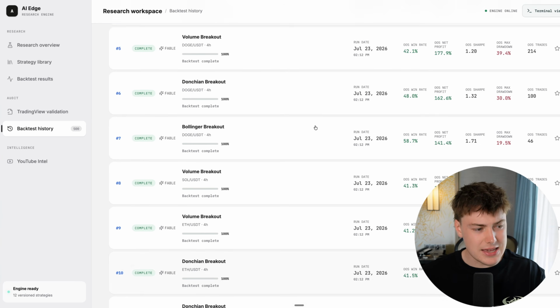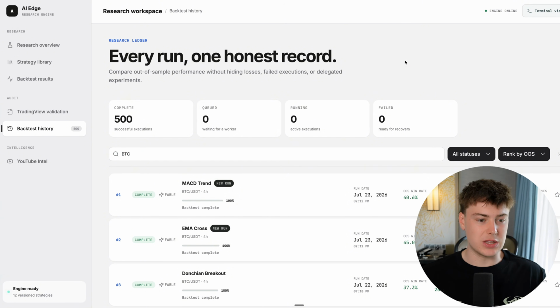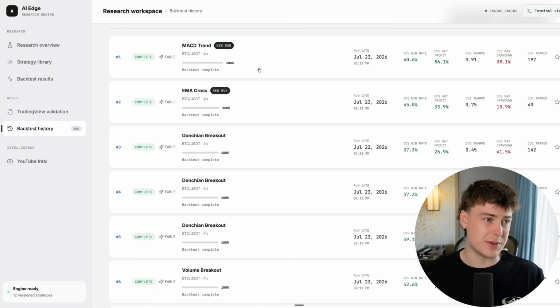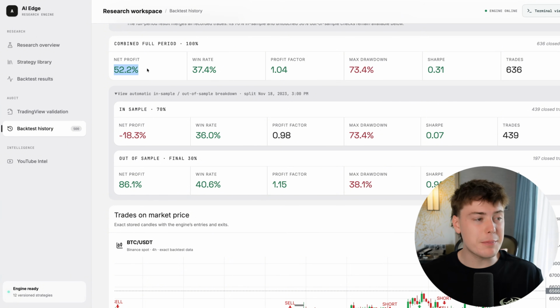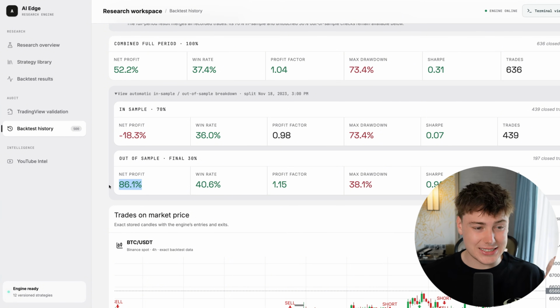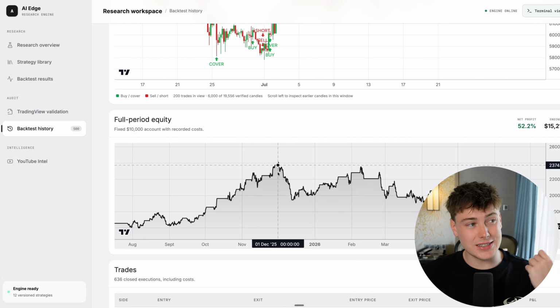across Doge and ETH. If we want to filter for Bitcoin, we can search BTC, and then we can look at the best pure strategies on BTC. So the best one on BTC in particular was the MACD trend, which had a net profit, a combined profit of 52.2%. The out of sample net profit was 86.1%. You can see at one point, the $10,000 account was $23,700.